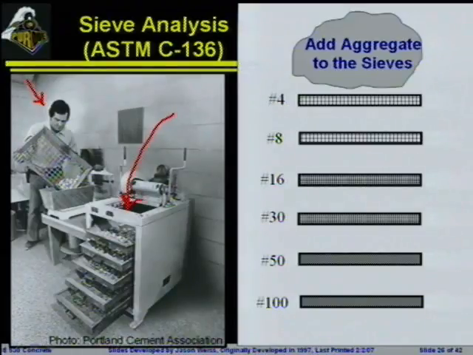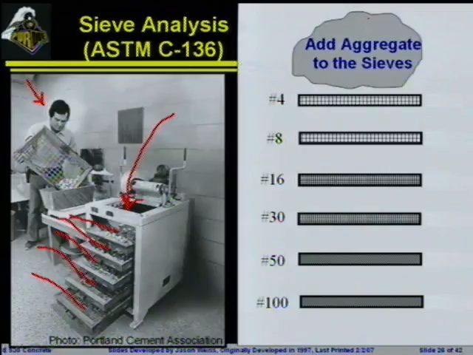We are going to then tighten this down so we hold these sieves in place. We are going to begin jiggling this, and we're going to jiggle this for several minutes, and then what we're going to do is weigh the amount of material that has been caught on each one of these sieves, and the material caught on each one of these sieves is going to be referred to as the percent retained.